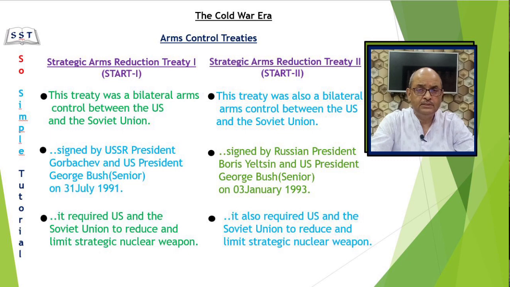START 2, that means Strategic Arms Reduction Treaty 2. This was similar to START 1. It was signed in January 1993 between the presidents of Russia and the USA. This treaty stipulated that nuclear stockpiles would be reduced to two-thirds within 10 years, that means by January 2003. In January 1994, the United States and Russia agreed not to target their missiles at each other. Thereafter, the superpowers held several rounds of arms limitation talks and signed several more treaties to limit their arms. So this is, in brief, arms control treaties.